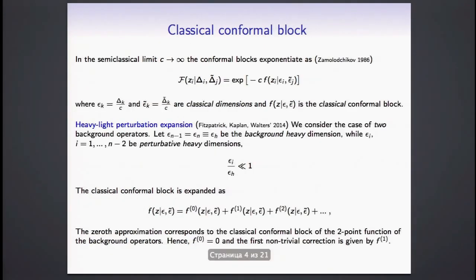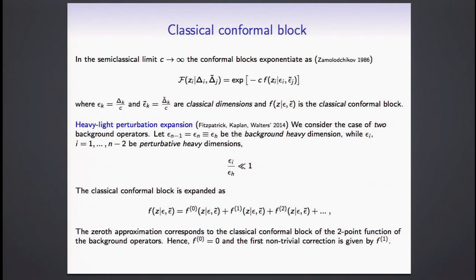So now we switch to classical conformal block, and there is a lot of evidence in the literature that in the semi-classical regime, when the central charge tends to infinity, the conformal block exponentiates as follows. It means precisely that the original quantum block is given by an exponential, with the exponential factor called the classical conformal block, while these epsilon and epsilon tilde are called classical dimensions.